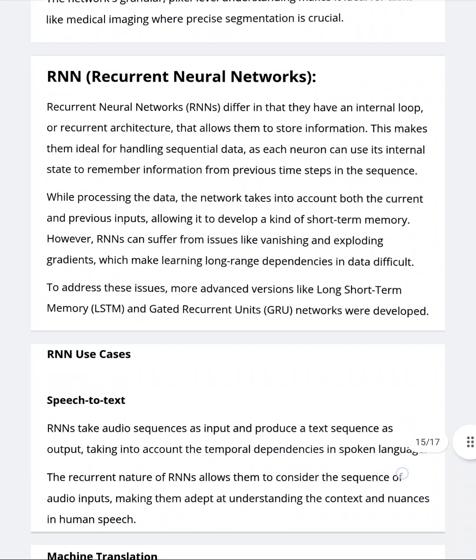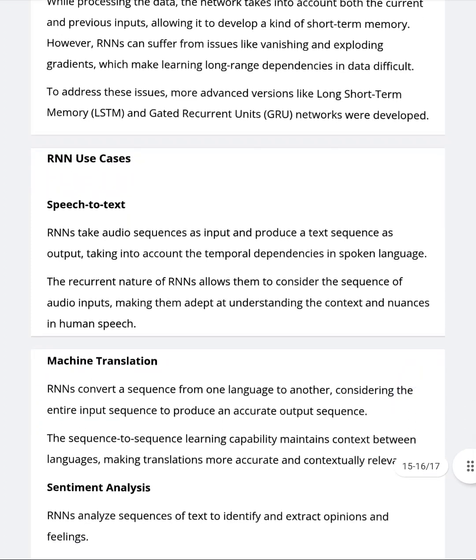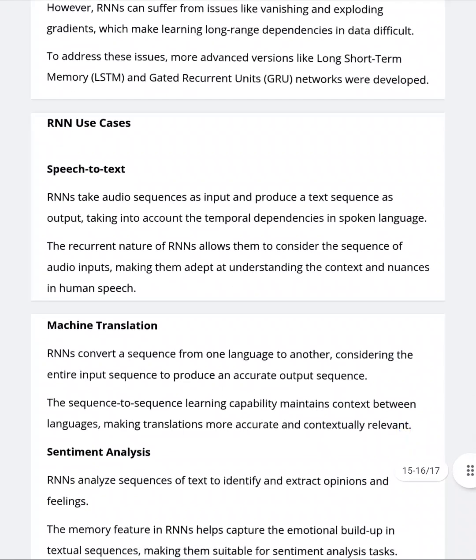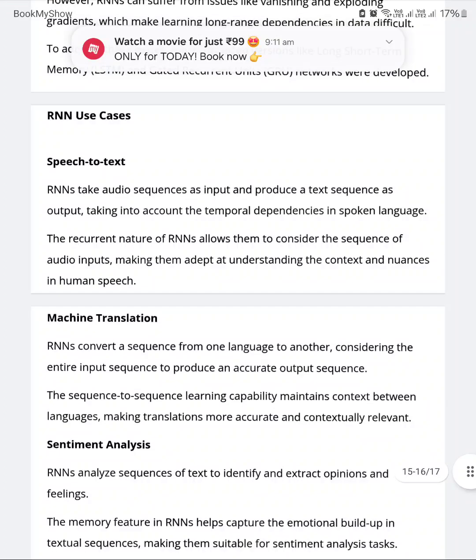Then we have RNN. So RNN is used basically for the things related to text. So like speech to text conversion, whatever I'm speaking can be seen as the text, is an example. Then machine translation. So they convert a sequence of one language to another. It can act as a translator.